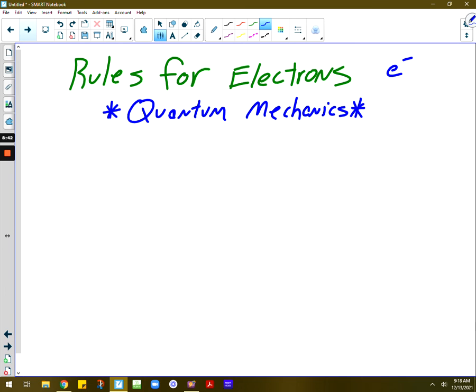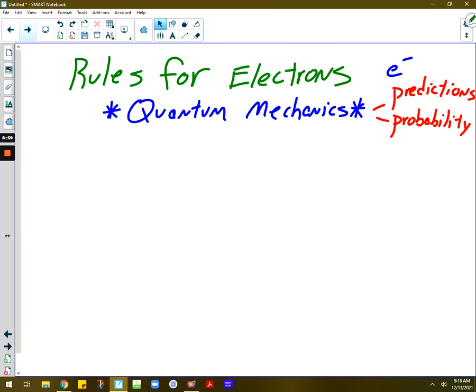And that is all about making predictions of where these electrons are going to be. It's all about probability. Okay? I mean, I could have the nucleus of an atom right here, and the electron could literally be anywhere. I could have it right here. The electron could be in Wisconsin. Probably won't be, but it could be.